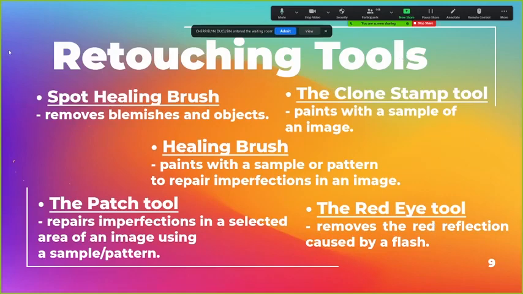So, retouching tools. Spot healing brush removes blemishes and objects. And then, the clone stamp tool paints with a sample of an image. Like last time, I demonstrated that. And then, healing brush paints with a sample or pattern to repair imperfections in an image. And then, the patch tool repairs imperfections in the selected area of an image using a sample pattern.